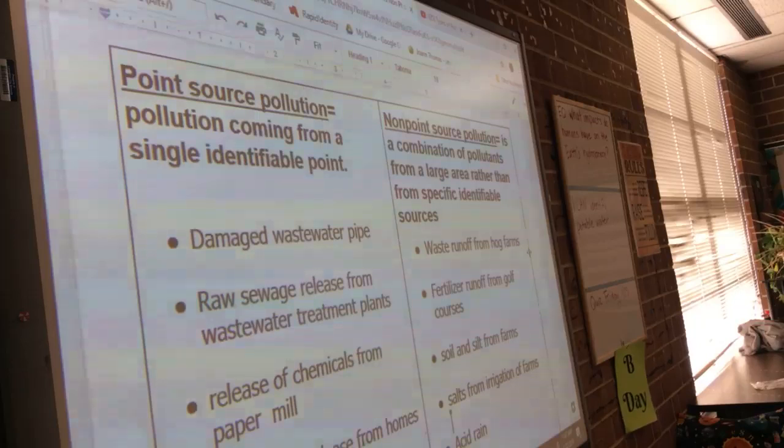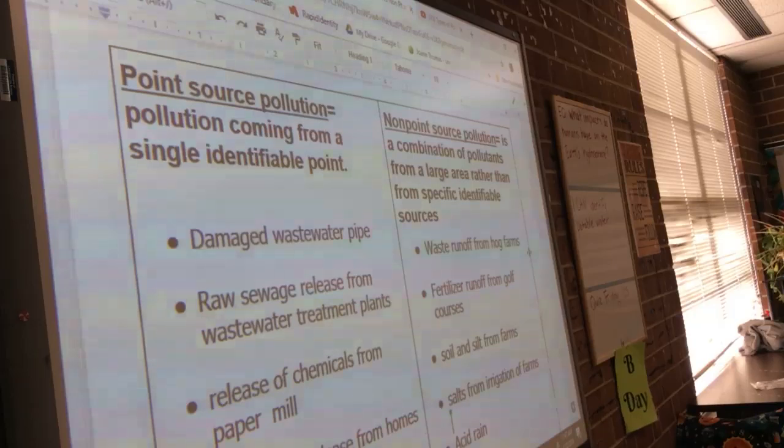So, point source pollution. What you need to remember: just think about if you're able to point, like it's your fault, you're polluting. It's point source pollution. If you can't figure out the exact spot where it's polluting, it's non-point.